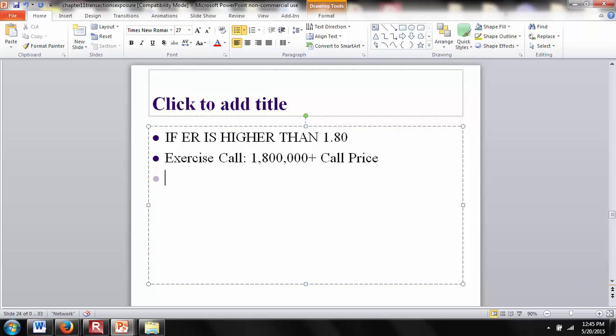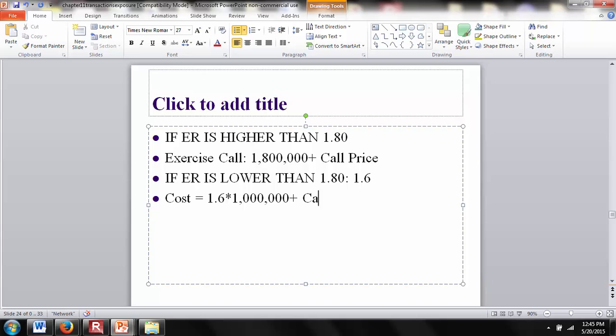Okay, if exchange rate is lower than 1.8, so let's say it's 1.6, okay, cost is going to be 1.6 times 1 million, okay, plus the call price. Okay, so what we find here is that whenever the exchange rate is higher than 1.8, he is going to exercise the call because he can buy the currency at a cheaper price.